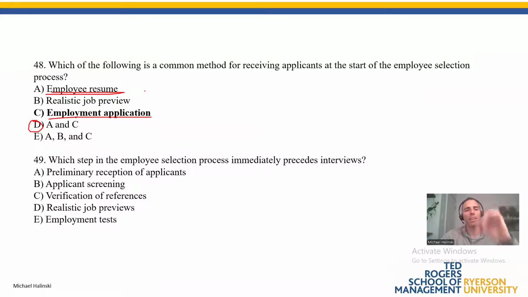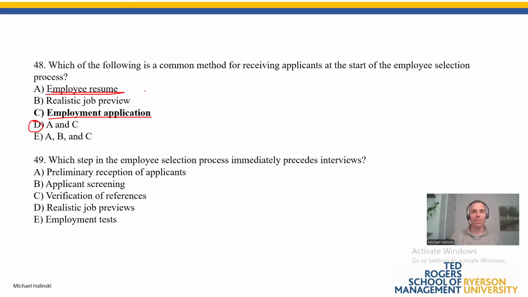So employee resume is where, free form, applicants can write whatever they want in a two-page document. It could be more than that. So to simplify, two-page document, write whatever you want, your name, your title, your contact information, where you've worked, your education. You can write it however you want, be as creative as you want.